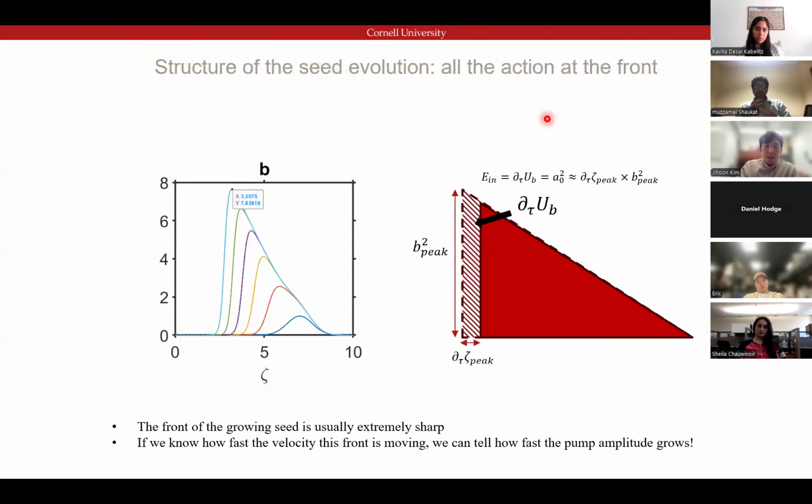This is for a physical picture. Because this seed is usually extremely sharp, you can almost say we have a conservation law. If you remember, the energy per unit time is proportional to A naught squared. If there's a little motion of this peak to the left, delta t zeta peak, then you can almost say that the motion of the front peak times the peak intensity is equal to the photon number. By the same logic, if you know how fast the front is moving, we know how much energy it should consume, so we should know the peak amplitude at any given time.